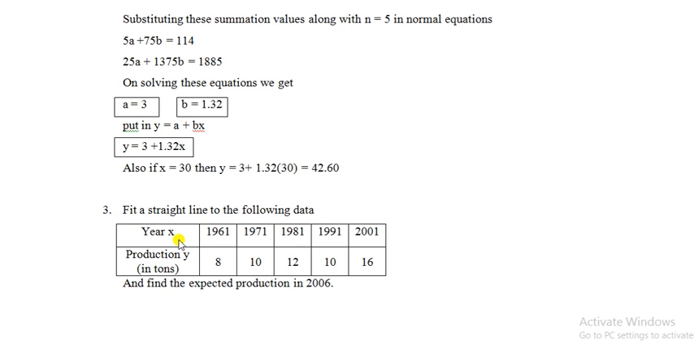In the third example they have given the year and production: 61, 71, 81 up to 2001, and the production as 8, 10, 12, 10 and 16. By applying the above rule, you can calculate the unknown terms a and b, and finally substitute the x value as 2006. You can use any form of straight line, either y equal to ax plus b or y equal to a plus bx. You have to try it yourself.